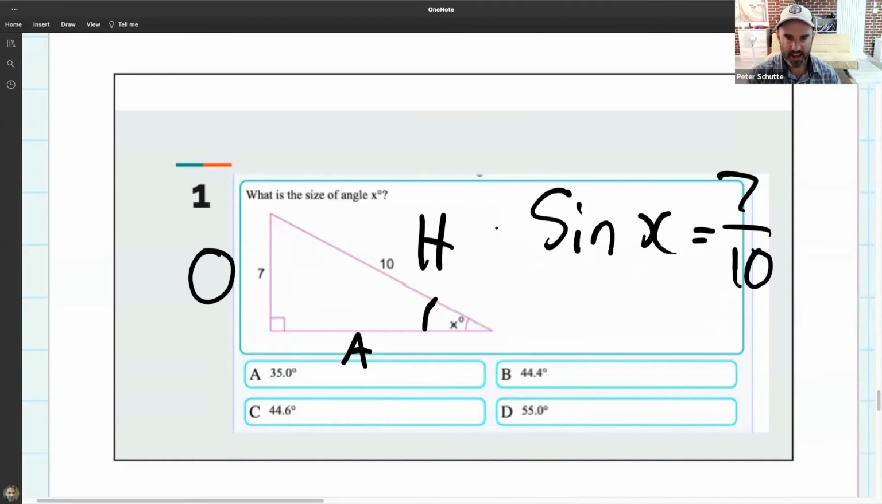So now we've written down a trig equation. We know that the sine of X is 7 over 10, but what we really want to know is what is this X over here?